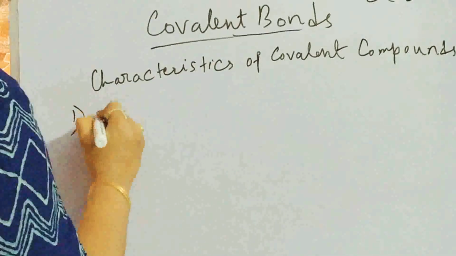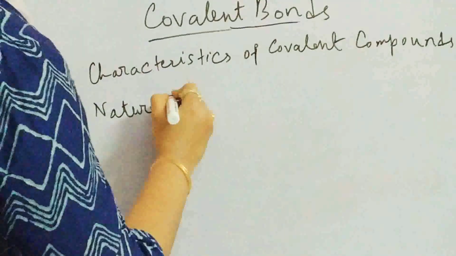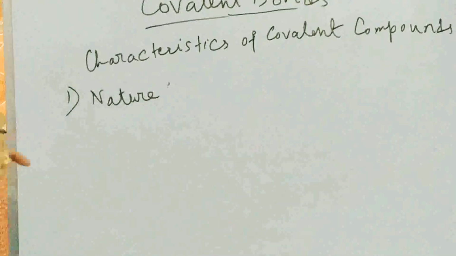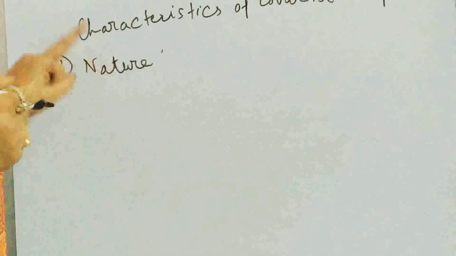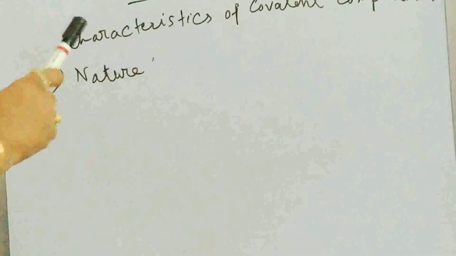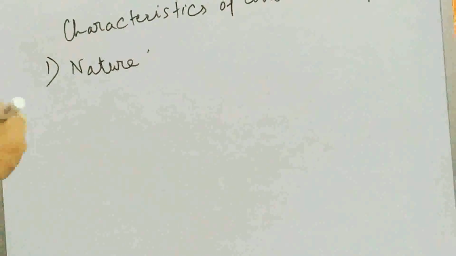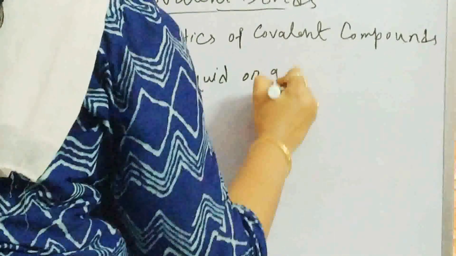Number 1, nature. Covalent compounds are generally liquid and gaseous substances, not solids. In the case of electrovalent compounds, I have told you that they are always solid in nature. In the case of covalent compounds, they are liquid or gases.